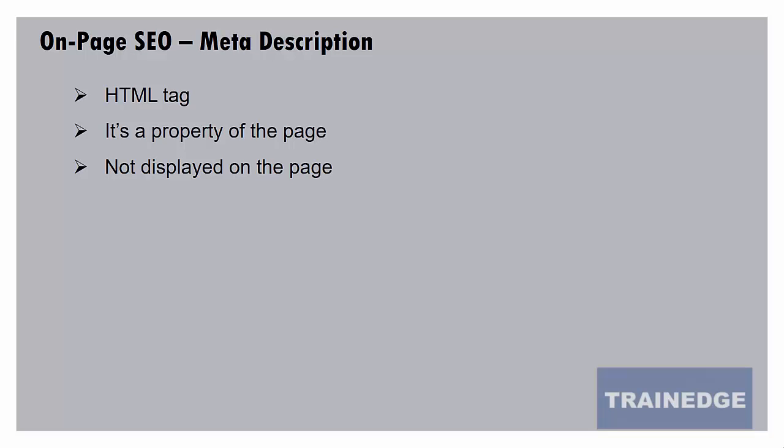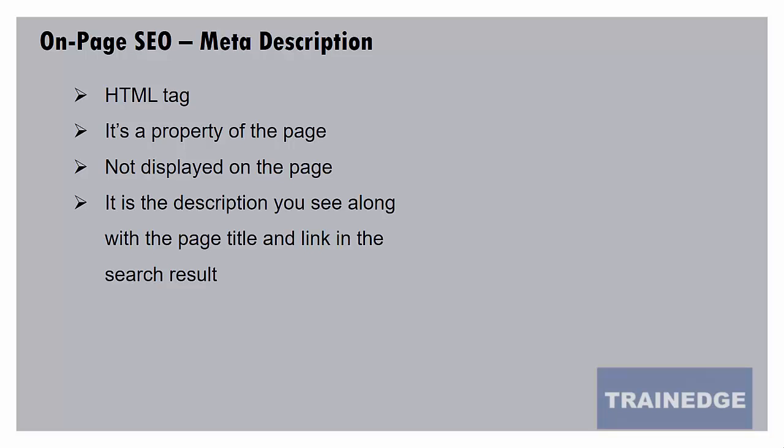Let us see how meta description works. Meta description is an HTML tag and it is a property of the page itself. But it is not displayed on the page. It is not part of your content, it is part of the property of the page. And whenever you do a search and you see a bunch of search results on the search results page, you'll see the page title, link to the page, followed by the description. That description is the meta description.